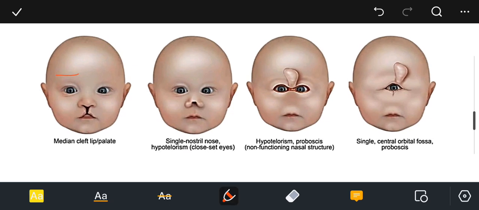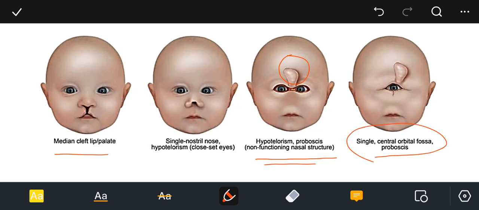Like here you can see that hypotelorism means that the eyes will be close to each other. So the first one is a very mild kind of holoprosencephaly, in which we have the median cleft lip or cleft palate. Then we have a single nostril or nose and hypotelorism. You can see that the eyes have come closer in this picture. Then hypotelorism and proboscis, a non-functioning nasal structure. Here the child does not have a nose. And then there is a central orbital fossa and proboscis, and there is only one eye.